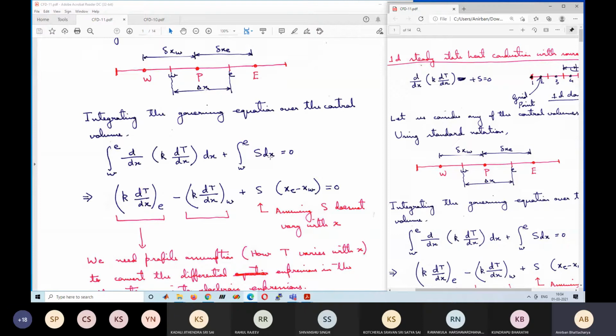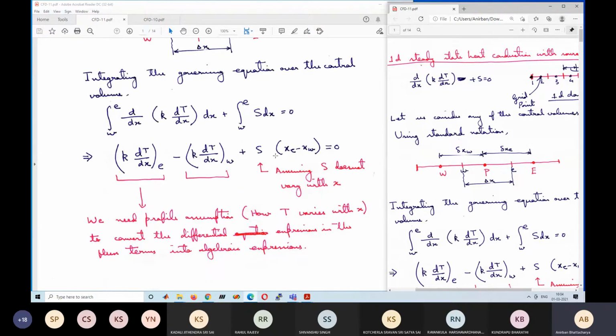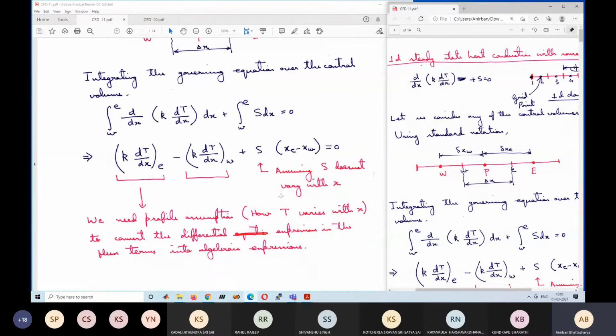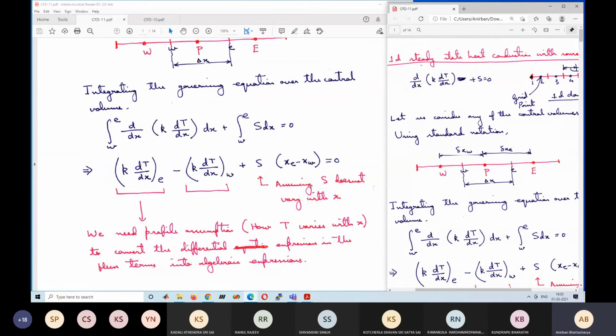what is the integral of dx from west to east? It is equal to xe minus xw, the distance between e and w, which is delta x. So S into delta x. So k dT/dx at east minus k dT/dx at west plus S into delta x, assuming that S does not vary with x.